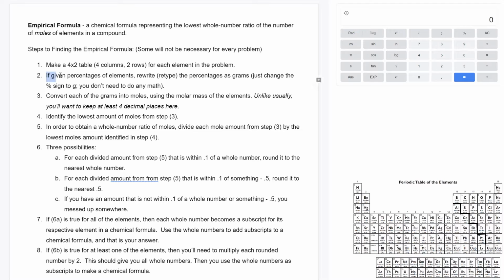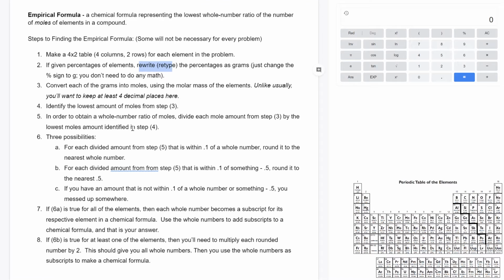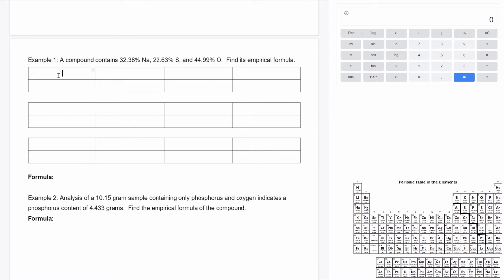Next, if we're given percentages, which remember are mass percentages, we're just going to rewrite the percentages as grams, and they're going to be our starting value for each of these tables. So 32.38 grams, 22.63 grams, 44.99 grams. And I'm going to put the symbol for each element in the bottom left box that we don't usually utilize, just to help keep everything straight.